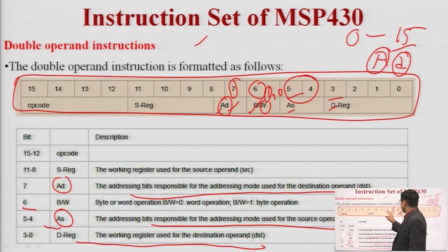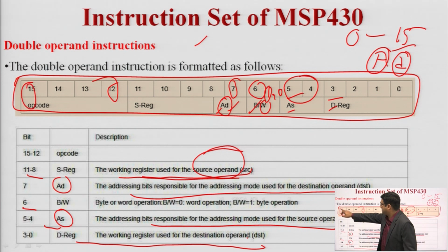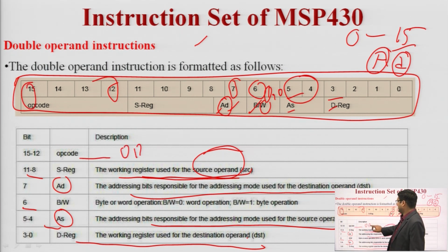And from bit 8 to 11, it is dedicated to the S register, the working registers used for the source operand. So, we can say that this is the format of the double operand instruction. It is 16 bits, and each particular bit has some dedicated function. From 12 to 15 it is dedicated to the opcode, operational codes. That tells the microprocessor what to do with the instructions, okay. So, this is dedicated for the opcodes.